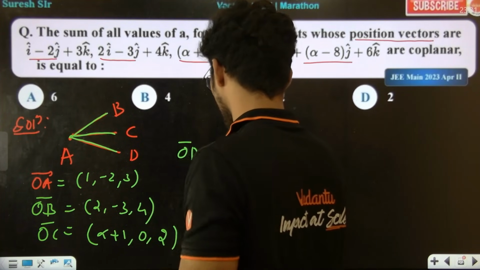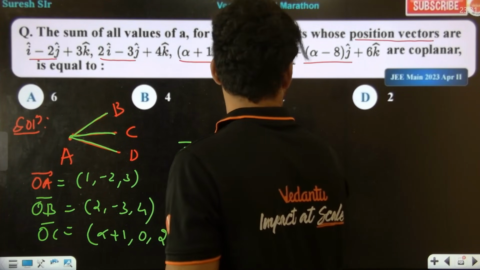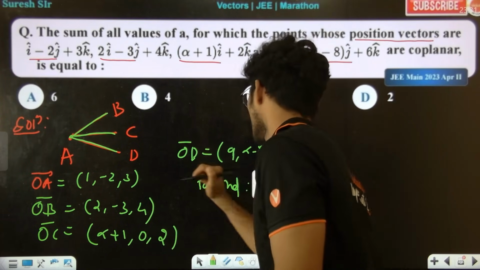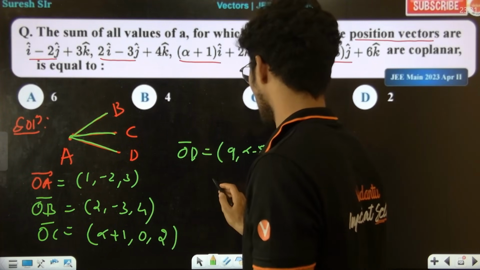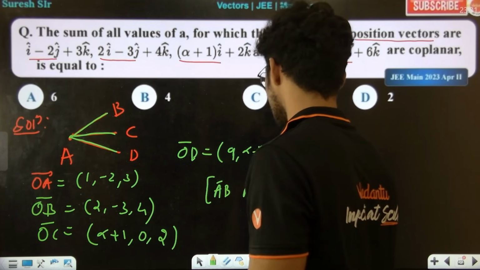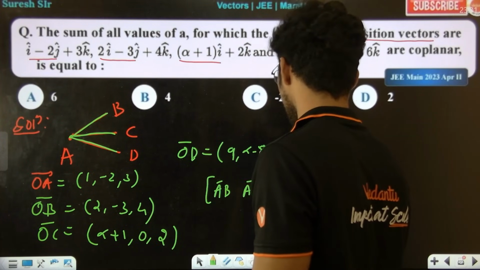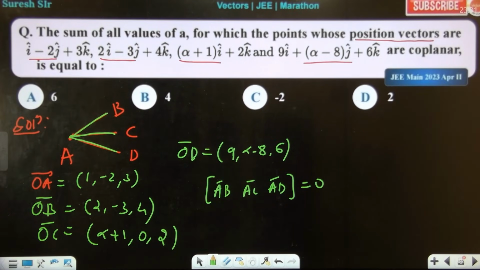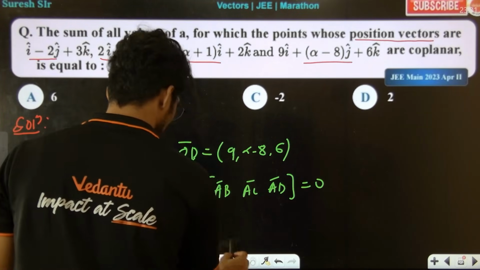So to find the value of alpha, they are coplanar, right? Coplanar means the box product of AB vector, AC vector, AD vector is 0. Any doubt? AB, AC, AD box should be equal to 0. So let me do it like this.